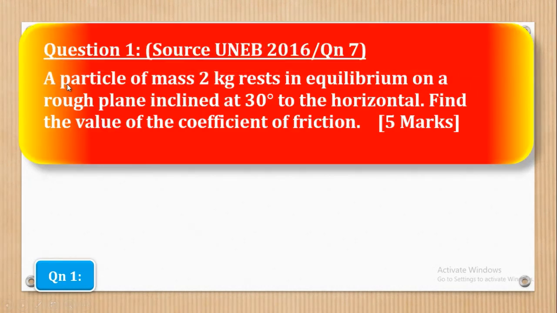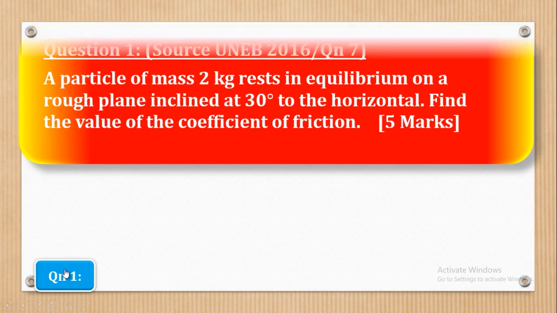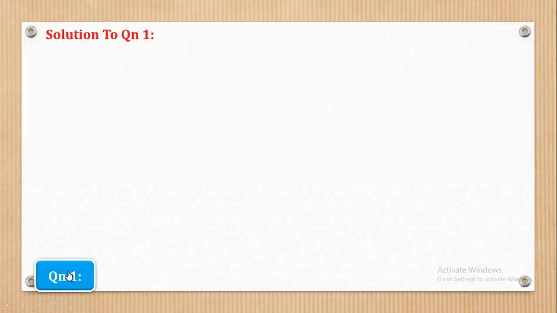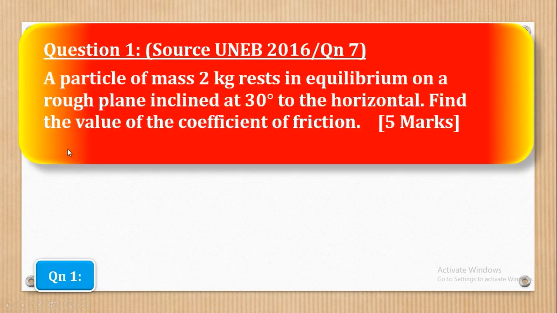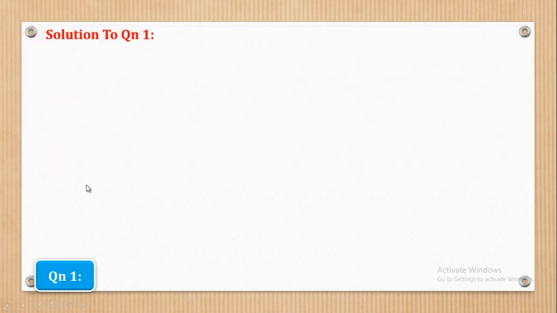Question 1 says, a particle of mass 2 kilograms rests in equilibrium on a rough plane inclined at 30 degrees to the horizontal. Note that word, 30 degrees to the horizontal. Find the value of the coefficient of friction, and they give it 5 marks. Such questions are easily done by first making a sketch of the force diagram. So we shall make a sketch of the force diagram.